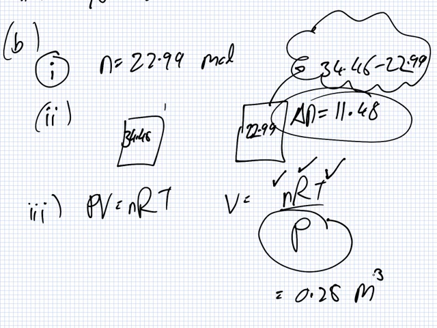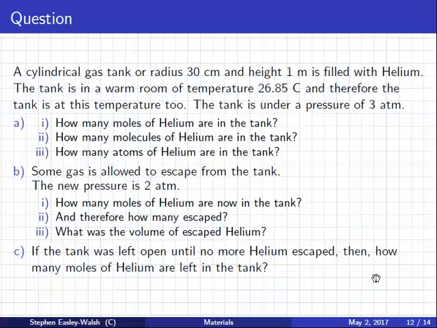Continue. Yeah, so the last part here we'll do is if the tank was left open until no more helium escaped, then how many moles of helium are left in the tank? No, because if there was 0, the tank would be a vacuum and then things would start sucking in. Atmospheric pressure. Yes, correct. You have to work out the number of moles in the tank when it's at 1 atmosphere pressure. Yeah, but isn't helium lighter than air? So eventually it'll escape and exchange places with the air.